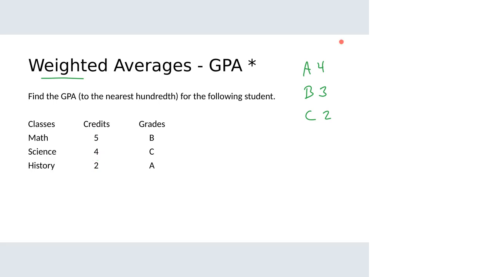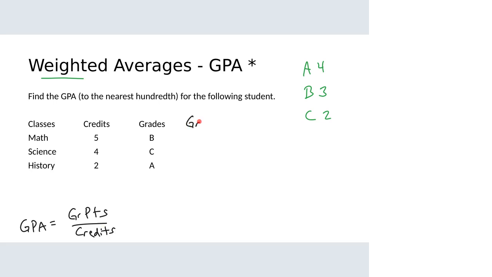If they were all the same number of credits, you could go an A, a B, and a C, averages out to a B, it's 3.0. But since they're not all the same number of credits, we can't do that. We want to make sure we take the weight of each one of those classes into account. Remembering that GPA is grade points divided by credits, we'll have to figure out how many grade points this student earned.